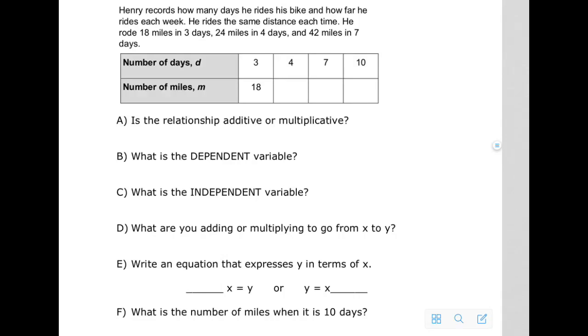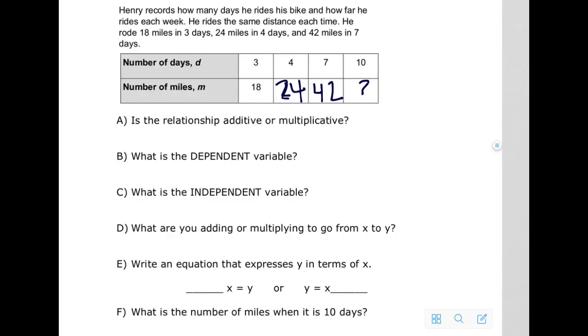Henry records how many days he rides his bike and how far he rides each week. He rides the same distance each time. He rode 18 miles in 3 days, 24 miles in 4 days, and 42 miles in 7 days. So, I can fill in the table off the information from the top if I know that 4 days was 24 miles, and then 7 days was 42 miles.